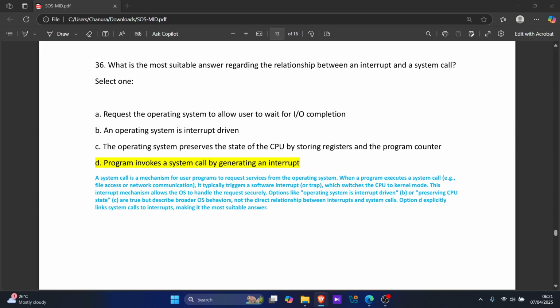The correct answer is D. Program invokes a system call by generating an interrupt. Explanation. A system call is explicitly triggered by a software interrupt, which transitions the CPU to kernel mode, allowing the operating system to handle the request. While options B and C describe general OS behaviors, they do not directly address the relationship between interrupts and system calls. Option D directly links the invocation of a system call to the generation of an interrupt, making it the most suitable answer.